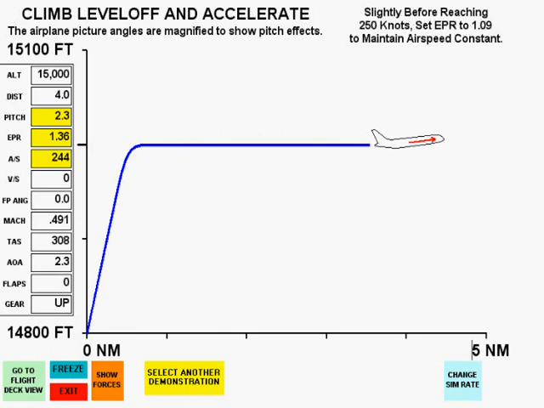As the airspeed approaches the target value of 250 knots, EPR must be set to 1.09 in order to maintain the airspeed constant.